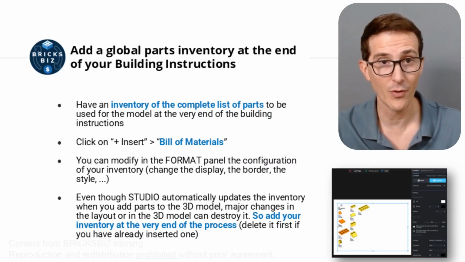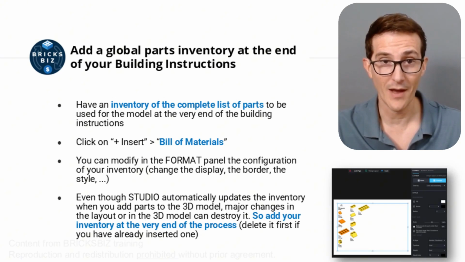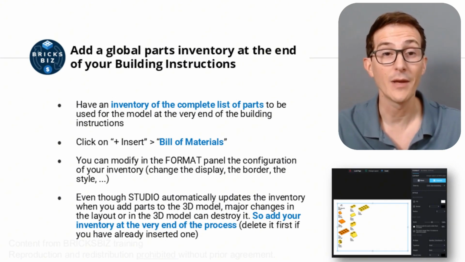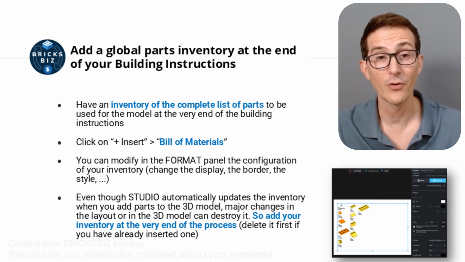Now that you've learned the basics of using the page design interface, I'll explain how to add an inventory of the parts needed for your building at the very end of your building instructions. It's very useful for the future builder of your model to have an inventory, i.e., the complete list of parts to be used for the build. This global inventory is usually added at the very end of the building instructions creation process.